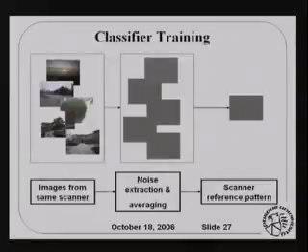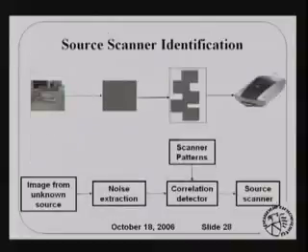So here is a similar training phase. We have these images, we do the noise extraction, and we do the averaging to find the scanner reference pattern. Then we use these scanner reference patterns in the classification phase. For source scanner identification, we have the unknown image. We do noise extraction and correlate with all the existing scanner patterns in our database. And the pattern which gives us the maximum correlation is determined to be the source of the scanned image.